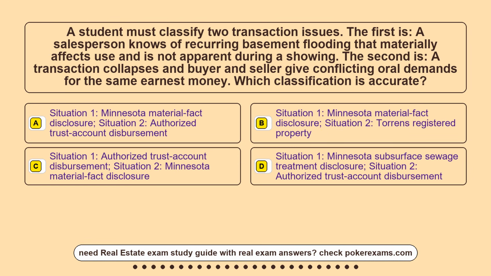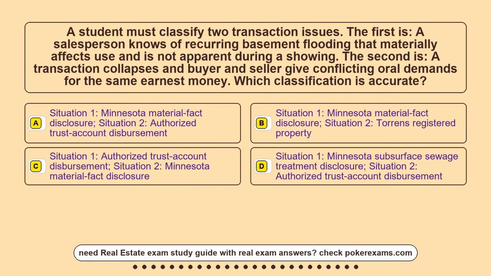Question 24. A student must classify two transaction issues. The first is, a salesperson knows of recurring basement flooding that materially affects use and is not apparent during a showing. The second is, a transaction collapses and buyer and seller give conflicting oral demands for the same earnest money. Which classification is accurate?